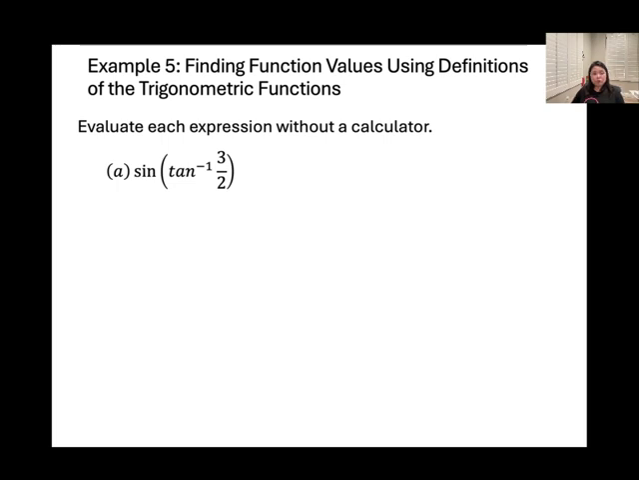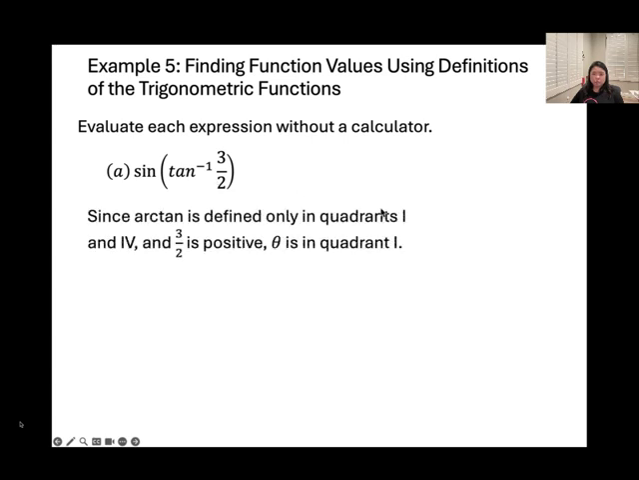Example 5. Evaluate each expression without a calculator. First one, sine of tangent inverse of 3 over 2. First, we need to decide which quadrant theta will be in. So tangent inverse equals a positive 3 over 2. And remember the range of the inverse tangent, it has to be either quadrant 1 or quadrant 4. And the tangent of 3 over 2 is positive, so you know that theta has to be in quadrant 1.